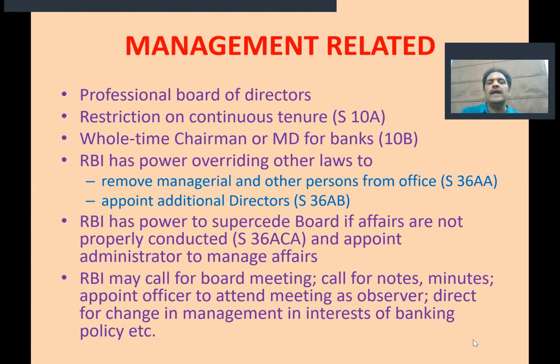Then RBI has power, overriding other laws, to remove managerial or other persons from office, or it can appoint additional directors. So basically, it has control over the management. The general character of management has to be proper and not detrimental to the public or depositors' interest. That is one of the conditions for the license. How does RBI ensure it? It will say that this person is not appropriate and direct that you remove that person. Second, it can appoint additional directors also.